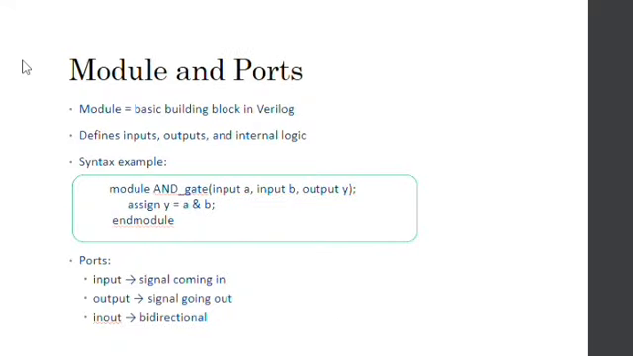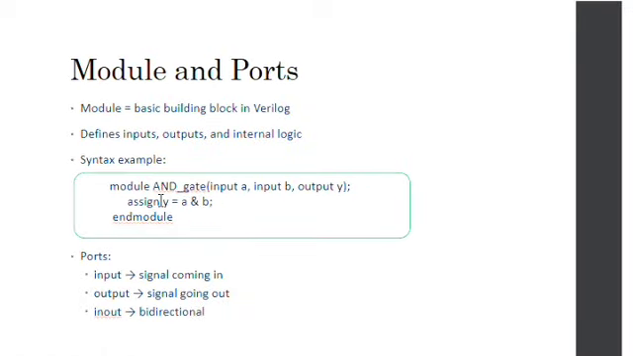Next, we have module and ports. In Verilog, a module is the basic building block of a design. It defines the inputs, outputs, and internal logic of the circuit. For example, an AND gate can be written as a module where A and B are inputs, Y is the output. Ports are used to connect signals: input port, output port, inout. Input brings signal in, output sends signal out, inout is bidirectional.